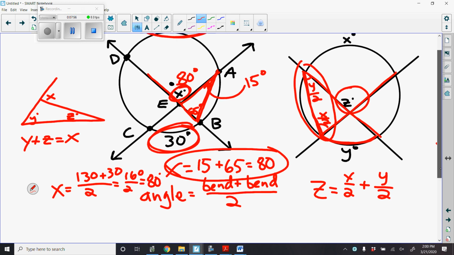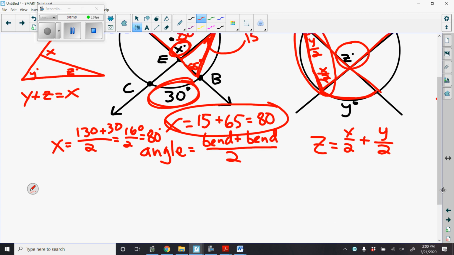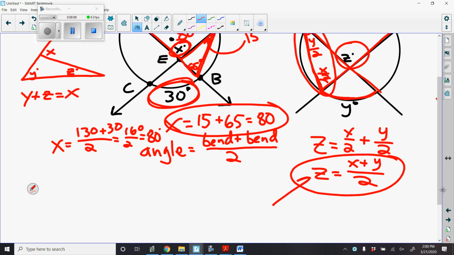And just to combine this, these two already have the same denominator, so I can say z equals x plus y over 2. Again, the z represents the angle. The x and the y are the bends.